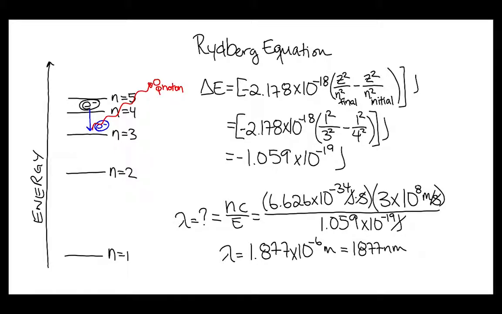or 1,877 nanometers. So to recap, in this video we calculated what the emitted photon's wavelength is going to be when an electron relaxes down to a lower energy state.